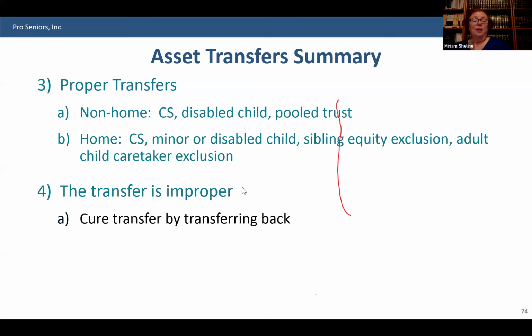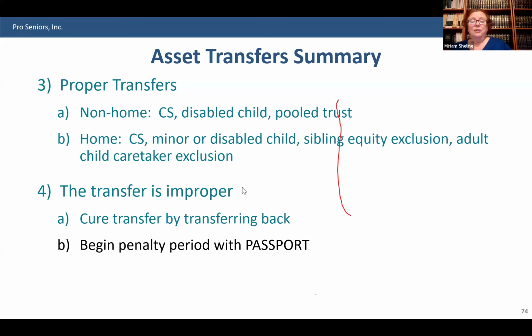If the transfer is improper, cure it. You have to transfer all of the asset back in order to cure it. Maybe you could start the penalty period with PASSPORT. Otherwise, you apply for PASSPORT, you qualify for PASSPORT, but you can't receive services. Perhaps that's a way of triggering the restricted coverage. Again, you're approved for restricted coverage. You're just not going to get PASSPORT services, but at least you do meet long-term care criteria or proven undue hardship.